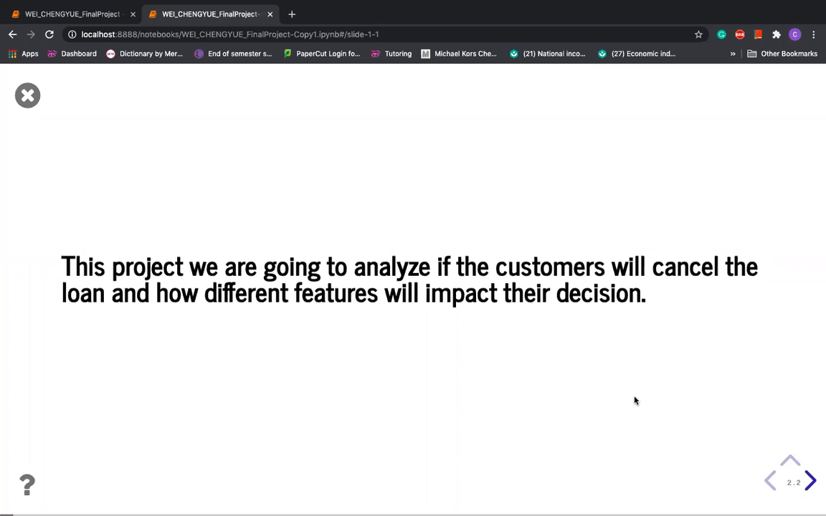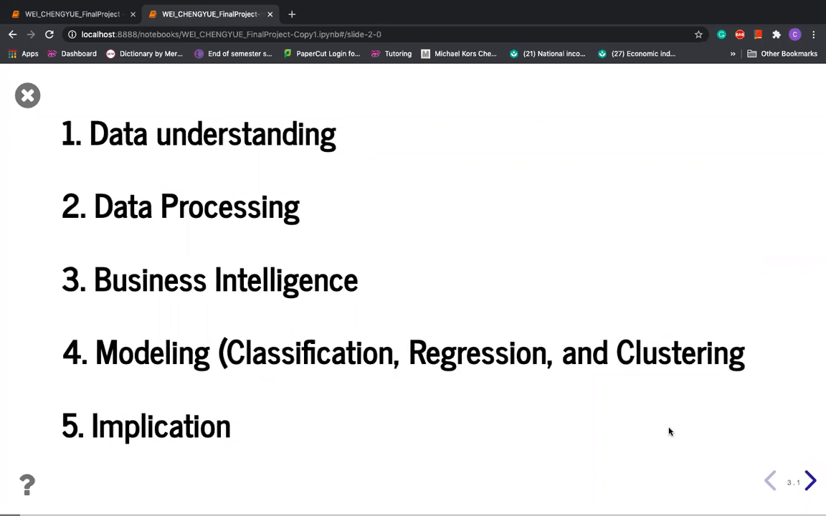So in this project, we are going to analyze whether the customer will cancel the loan and how different features impact their decisions. The whole project will be divided into 5 parts: data understanding, data processing, business intelligence, and model building. The last part will be implication.